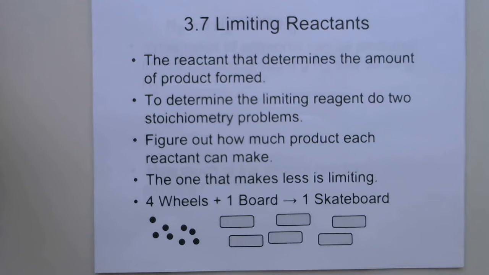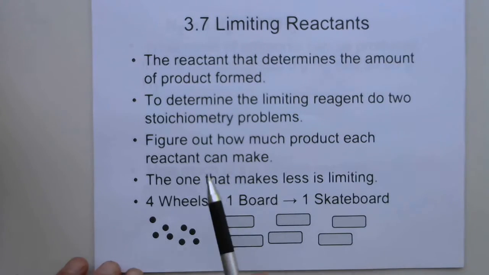We'll talk about limiting reactants, and we'll also talk about percent yield in this video. So limiting reactants first. The limiting reactant is the reactant that determines how much of the product can actually be produced. A lot of times, if you know how much of each reactant you have, one of them is going to run out first, and that's going to limit the amount of product that you can make.